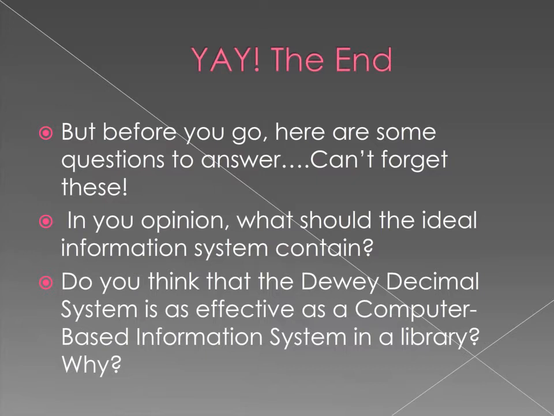But before you go, I wanted to give you some questions to answer. In your opinion, what should the ideal information system contain? And number 2, do you think that the Dewey Decimal System is as effective as a computer-based information system in the library? I'm going to elaborate a little bit on this question. Do you think that the old card catalogs, the old card Dewey Decimal System, is as effective as, let's just say, Access or an actual computer database?